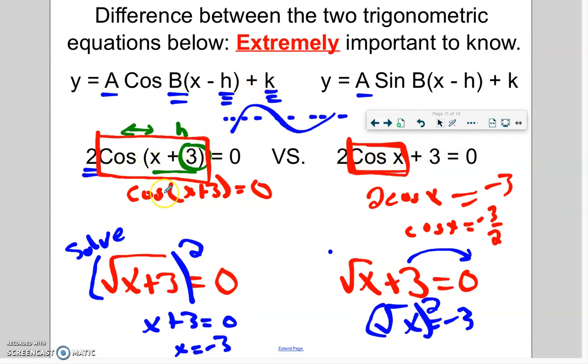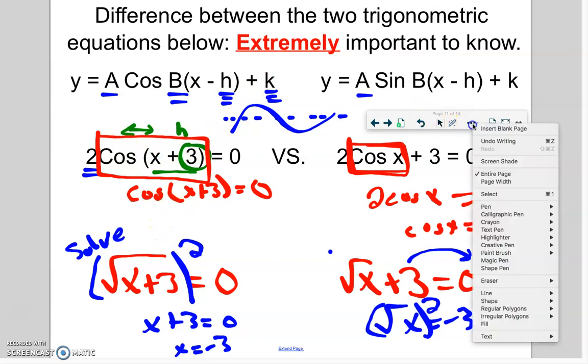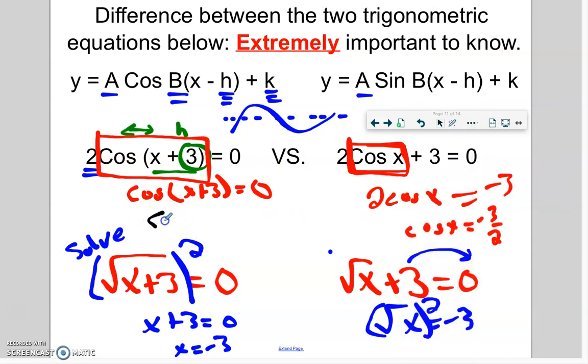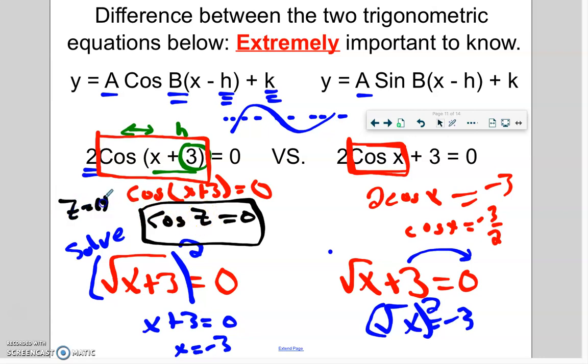So our idea now is that at this point, we're going to think of this as, let's switch colors here, cosine of z equals 0. I'm going to evaluate where the cosine of z equals 0. I'm going to treat this like it's a separate variable, but z in this case is equal to x plus 3. When I go back and solve this, which we'll talk about in the next slide. So now I got this isolated, now I'm going to find my values.